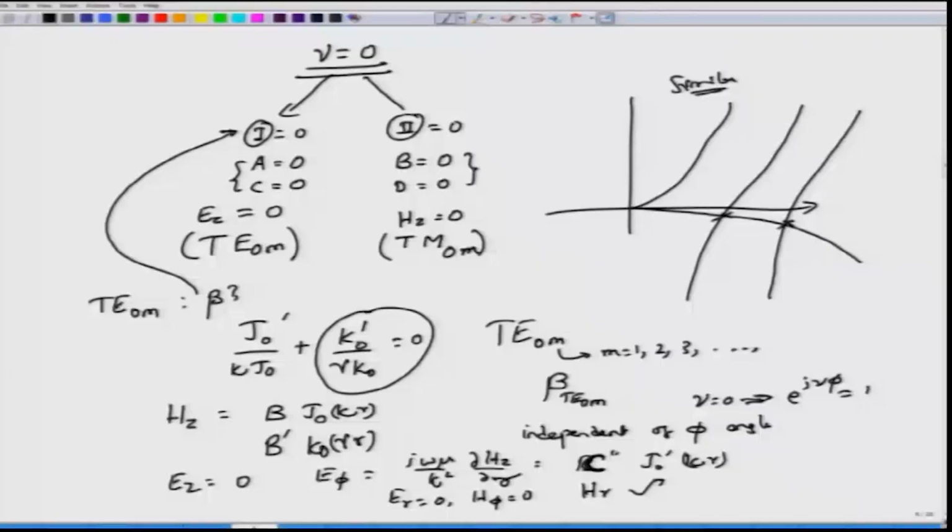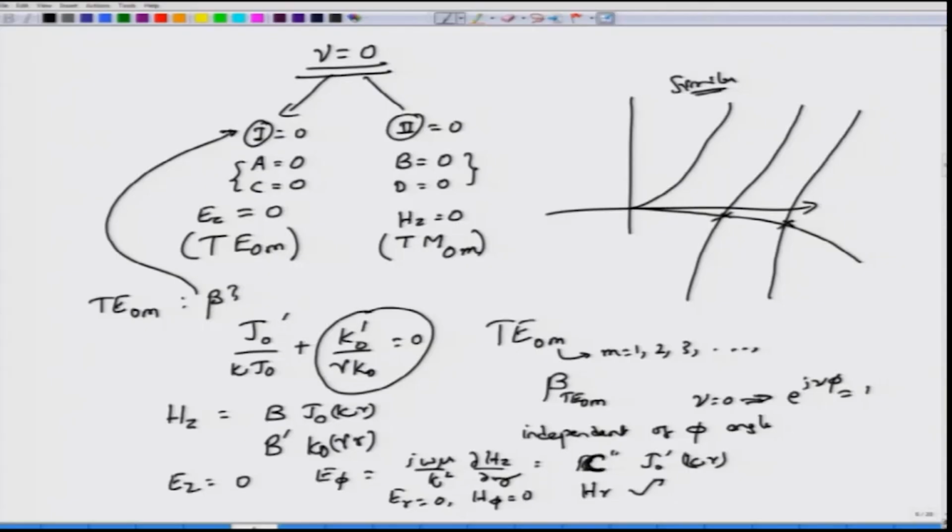and in TE modes you can have multiple solutions starting with say m equal to 1, m equal to 2 and so on. They all represent the different intersection points of the characteristic equation, or the solutions of the characteristic equation. So, you have multiple values of beta for the same nu equal to 0 value, and each of those propagation constants would be further included as the allowed mode of the waveguide.